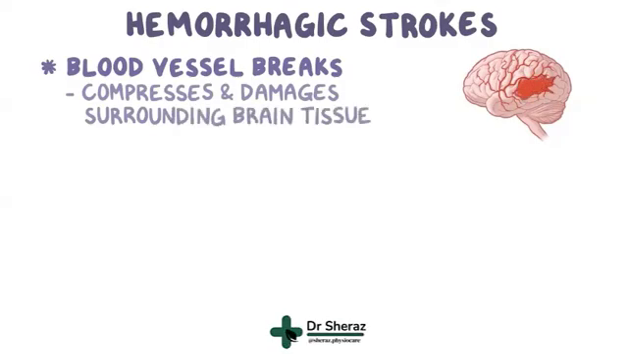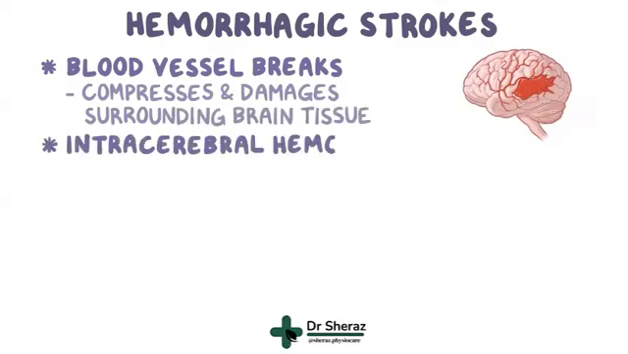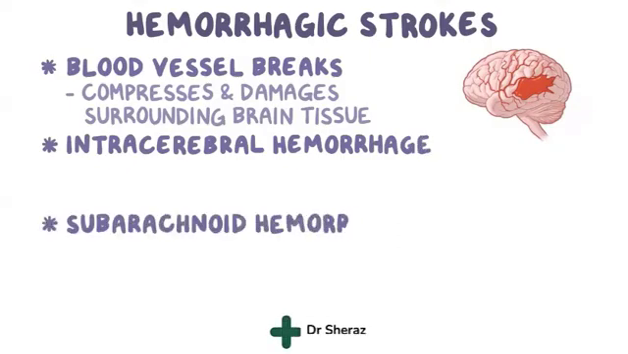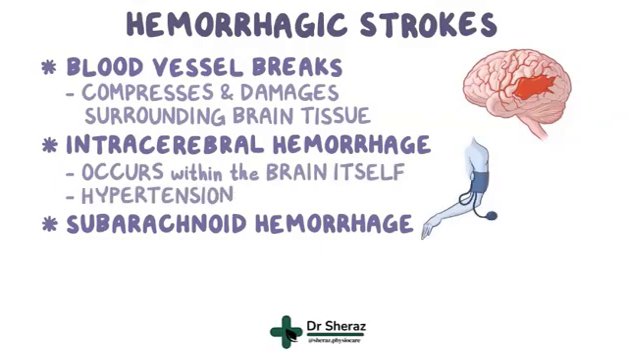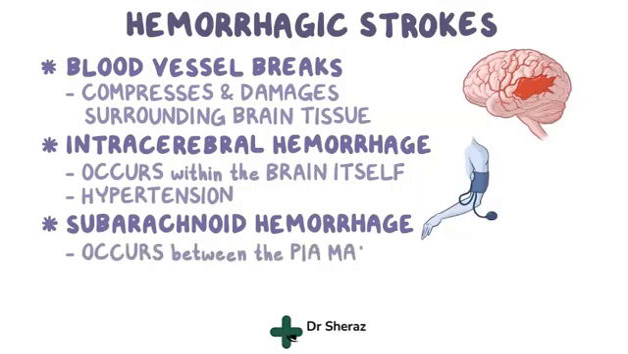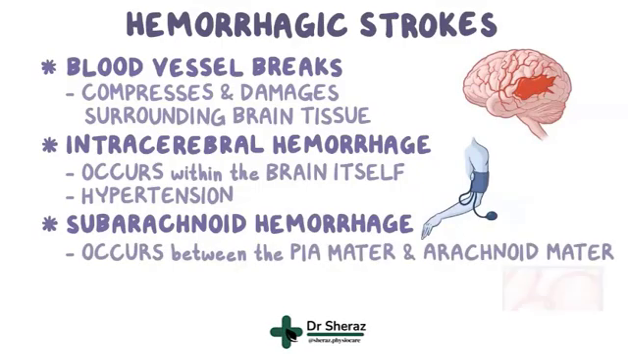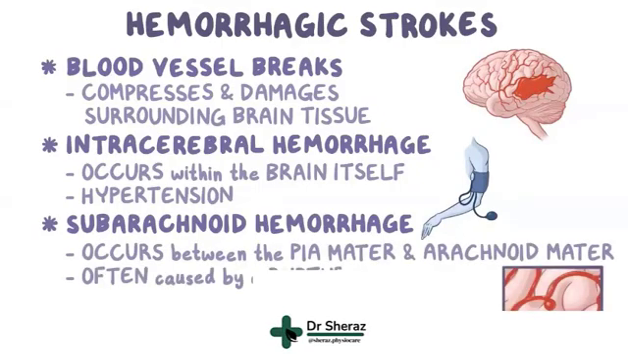A hemorrhagic stroke can be caused by either an intracerebral hemorrhage or a subarachnoid hemorrhage. An intracerebral hemorrhage is when the bleeding occurs in the brain itself, and is usually caused by hypertension. A subarachnoid hemorrhage is when the bleeding occurs between the pia mater and the arachnoid mater of the meninges, and is most often caused by a ruptured aneurysm.